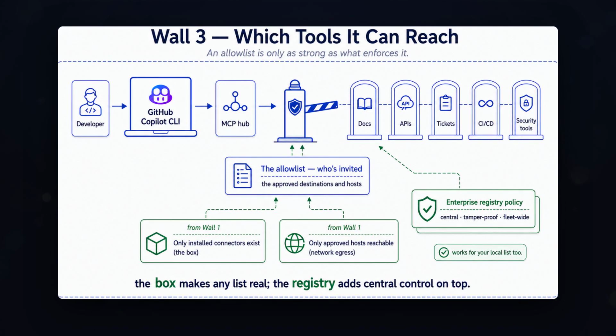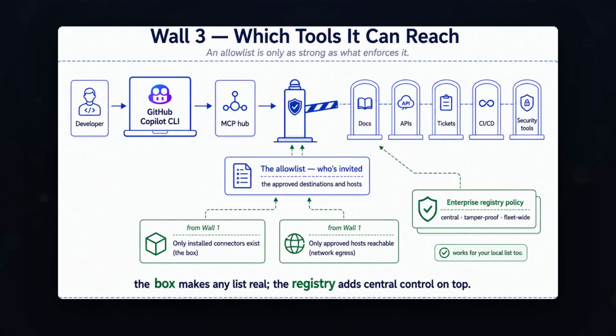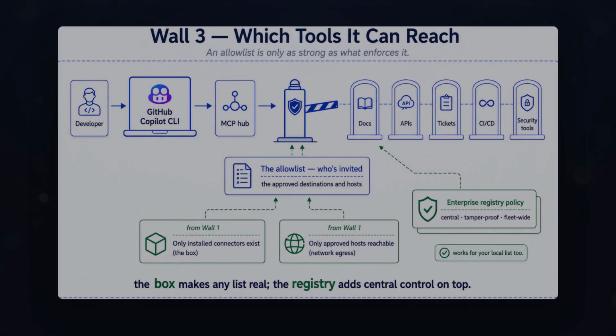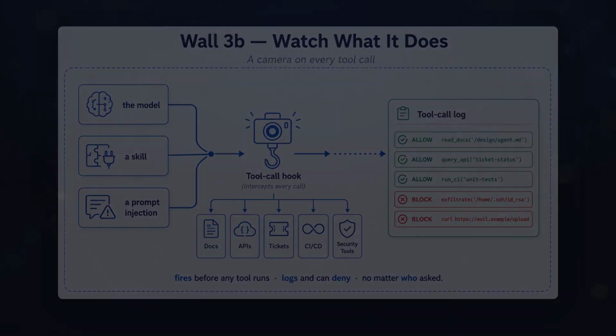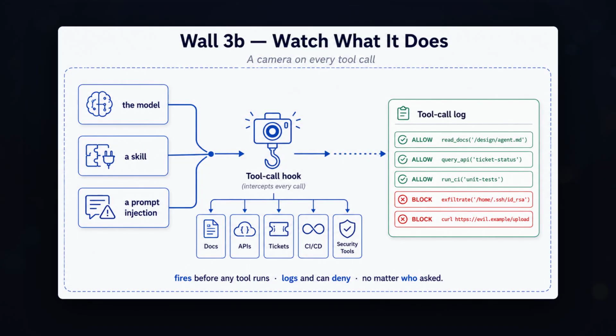That's the part you can't really fake on a laptop. It needs the company behind it. So offline, the box is doing the enforcing; signed in at work, the registry is. Same goal, just two different muscles. A guest list tells you who's allowed in. It tells you nothing about what they get up to once they're inside.